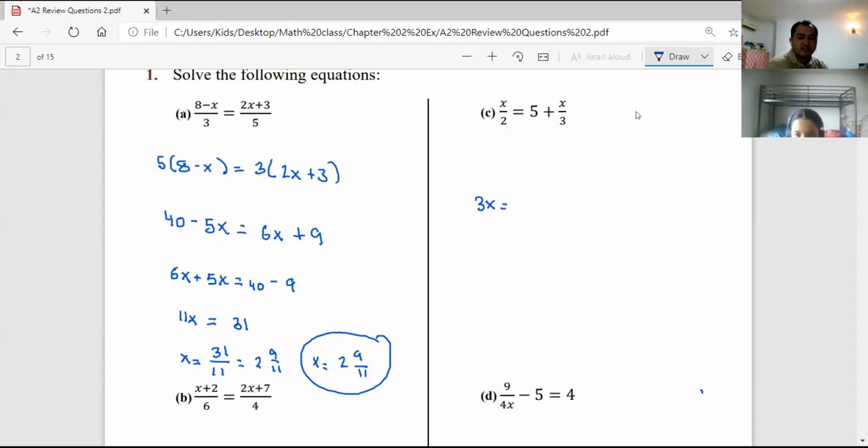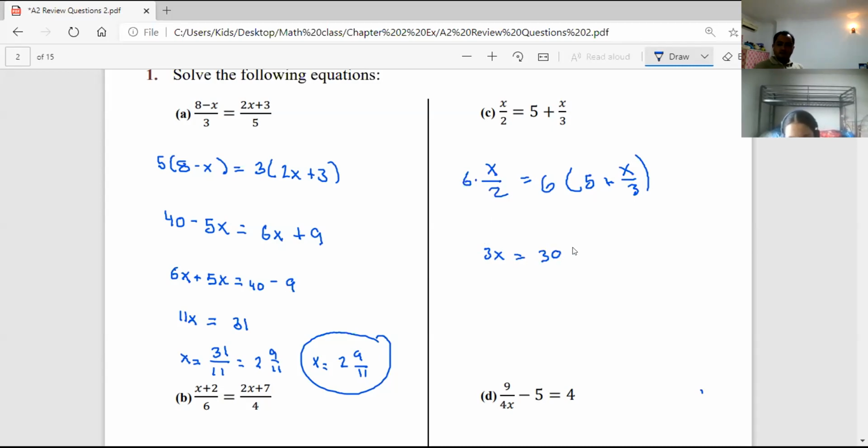So Shahina, first write 6 times x over 2 equals 6 times 5 plus x over 3. Then simplify. 30 plus 2x.